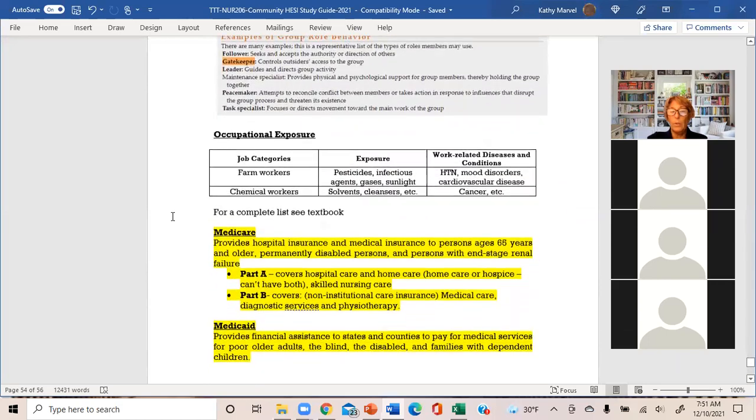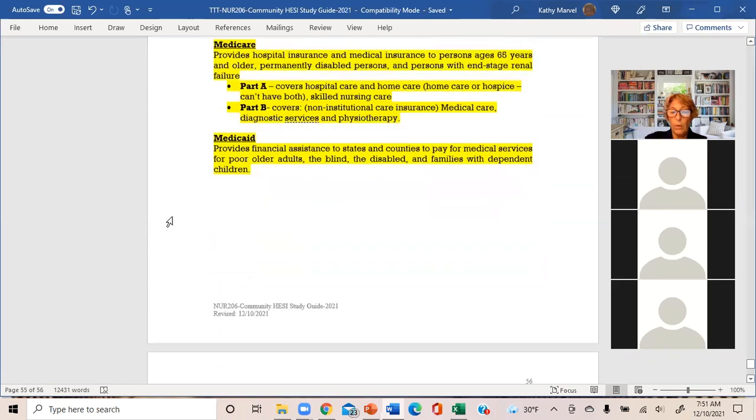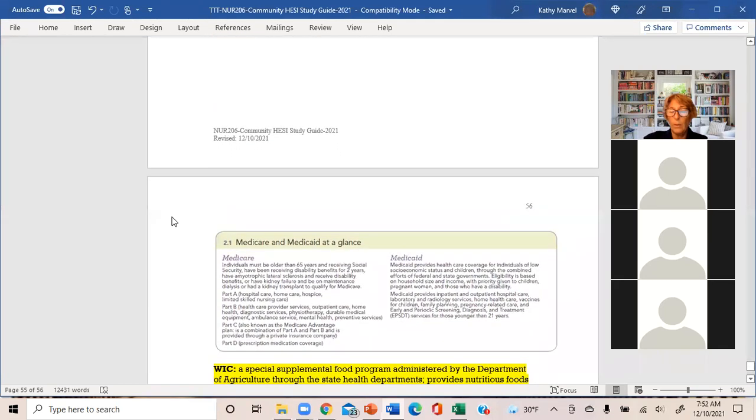So the community nurse needs to have an understanding of insurance practices. Who's eligible for Medicare? Who's eligible for Medicaid? What do they cover? Remember, as a community nurse, they turn to you for resources. You need to have your list of resources. You need to know where to send people if they need insurance help, if they need pediatric help, if they need a food bank, if they need rehabilitation. That's what the community nurse does.